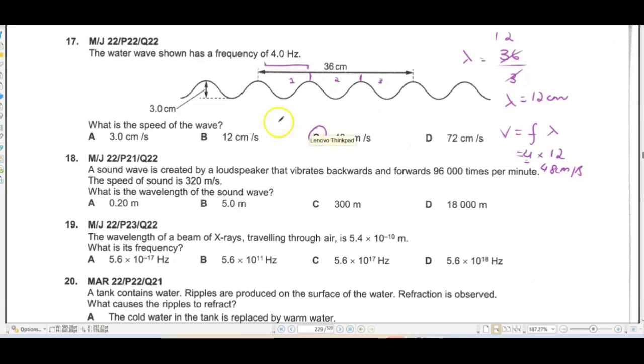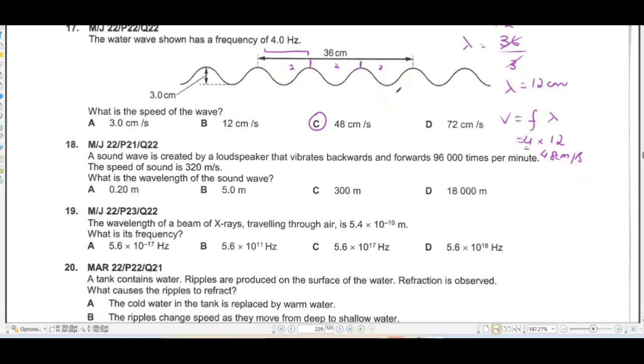Be careful of this line. They've not given you the wavelength of one wave. They've given you the wavelength of 3 waves. So be careful over here.